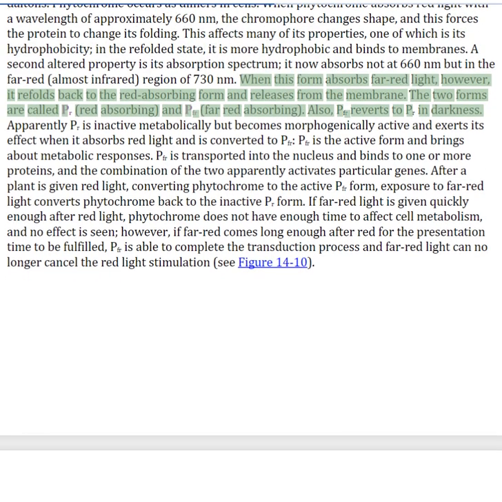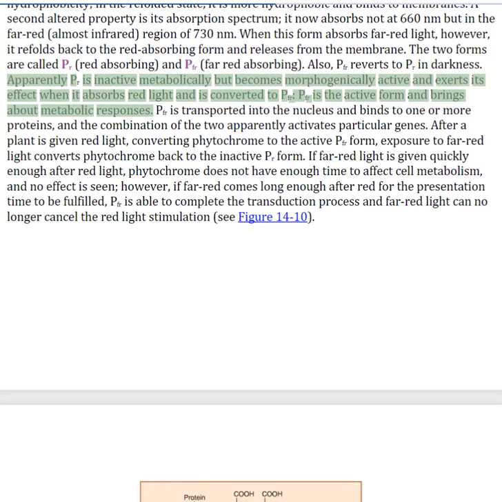When this form absorbs far red light, however, it refolds back to the red absorbing form and releases from the membrane. The two forms are called P and PFR. Also, PFR reverts to P in darkness. Apparently, P is inactive metabolically but becomes morphogenically active and exerts its effect when it absorbs red light and is converted to PFR. PFR is the active form and brings about metabolic responses.